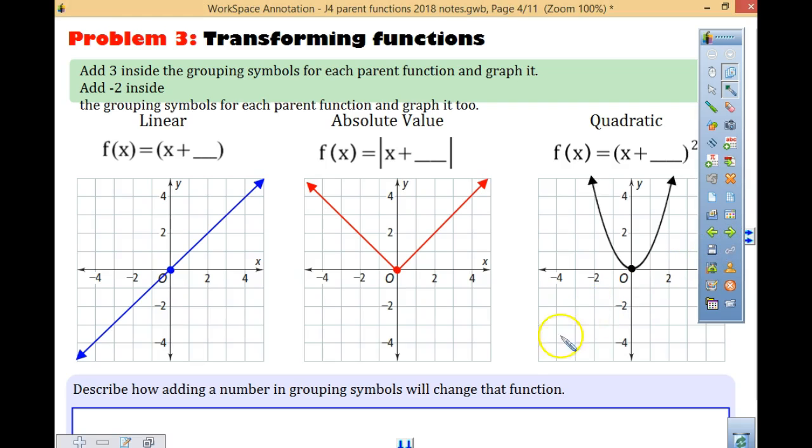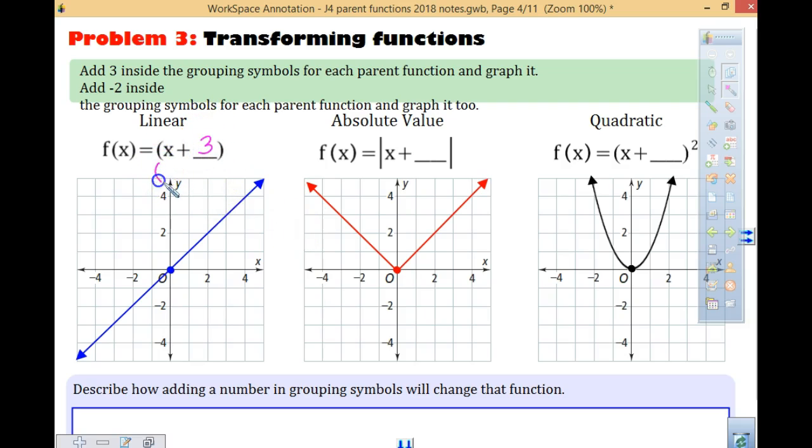As you look at the next page, now we want to transform it, but this time we're going to do that same addition of 3 and subtraction of 3, but it's going to be inside the parentheses. So we're going to think of this as x plus 3.